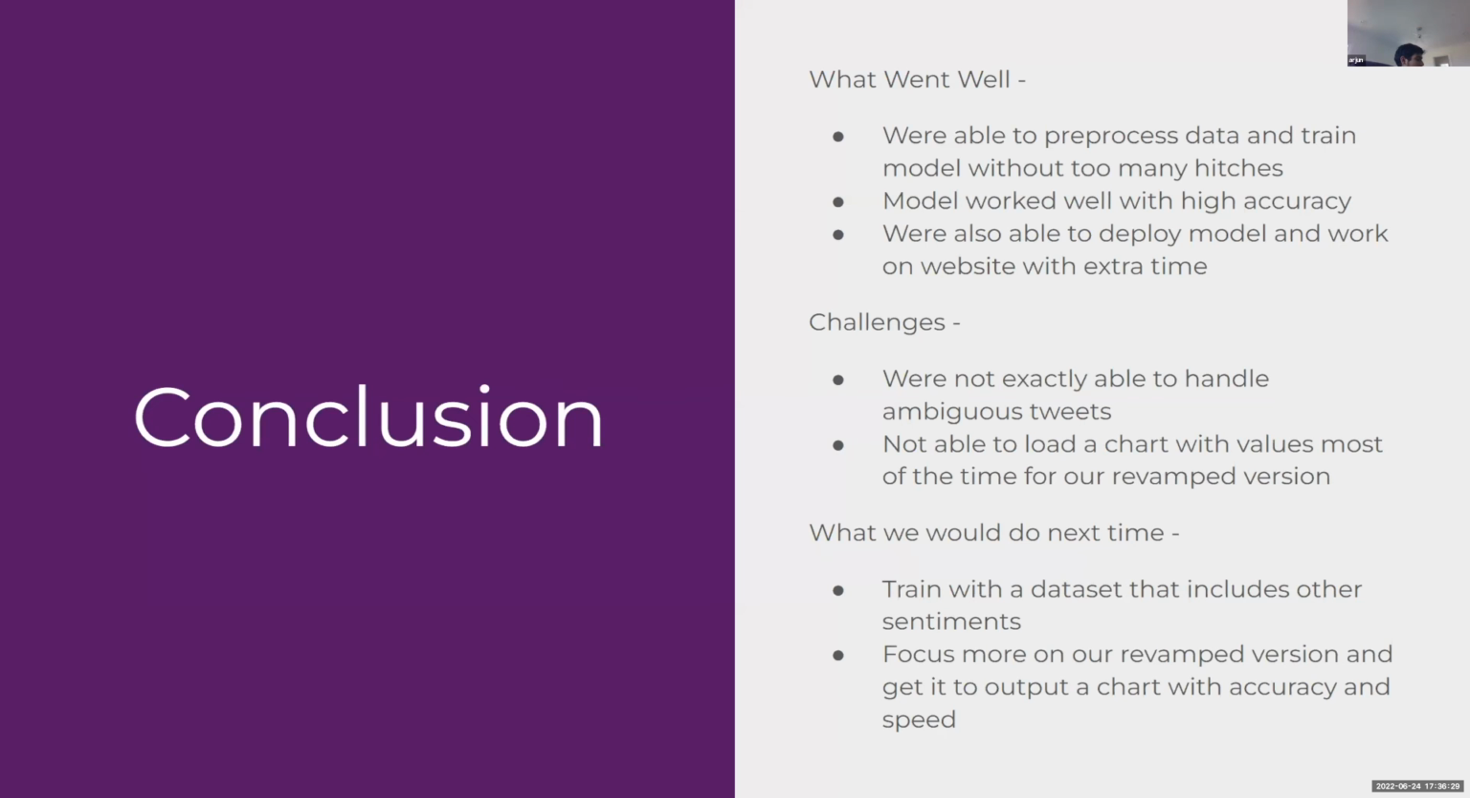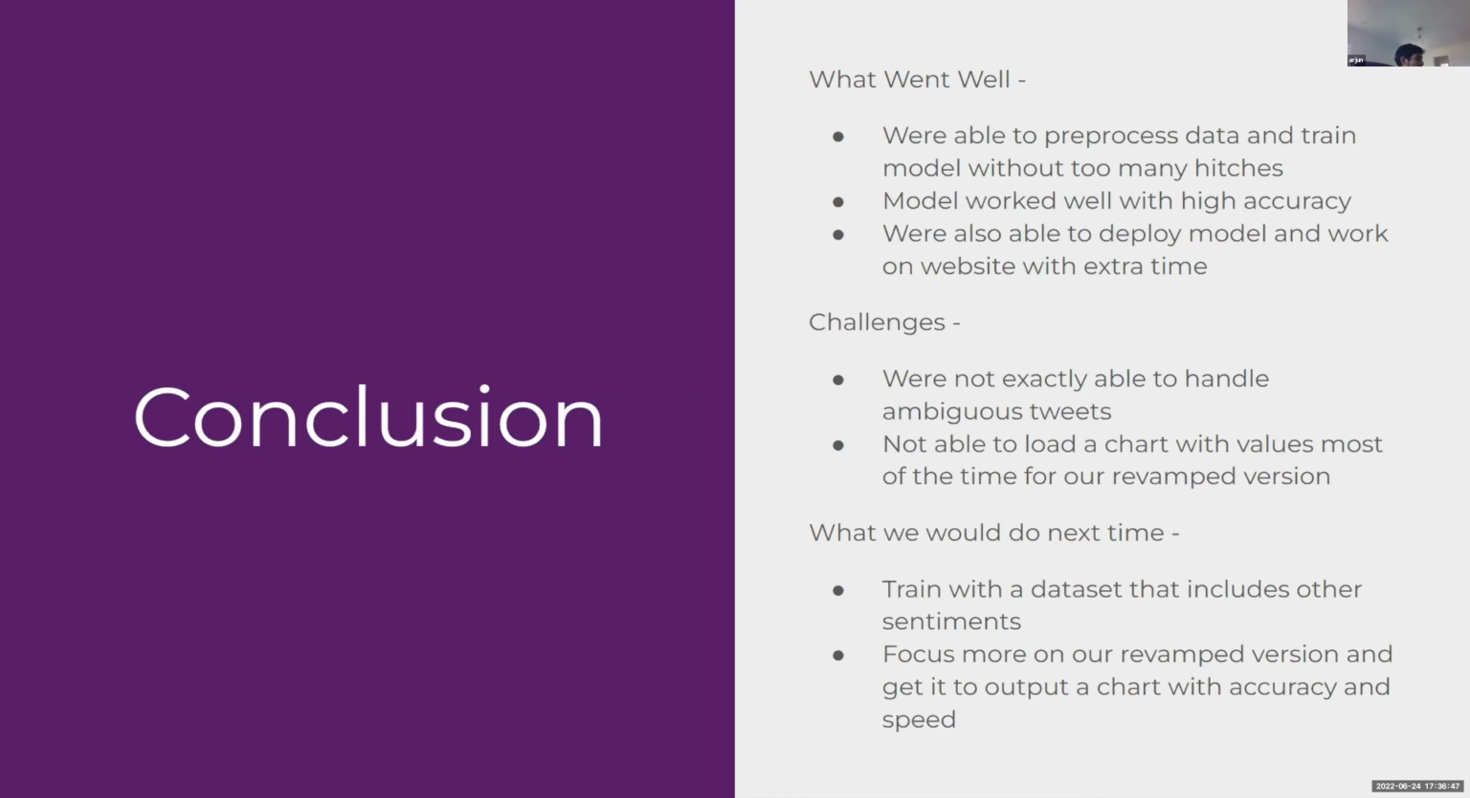For our other challenge, we were able to load a chart with data many times in our notebook. Yet when we tried it in the website, it was inconsistent, outputting either an empty graph or saying that there is a gateway timeout. This was because scraping for the tweets, filtering them, and then giving it to the model was taking far too long.